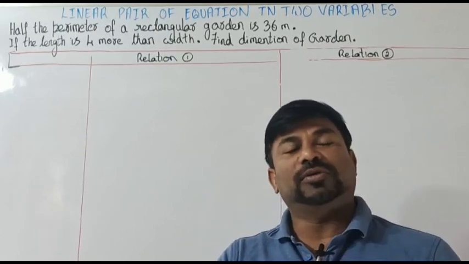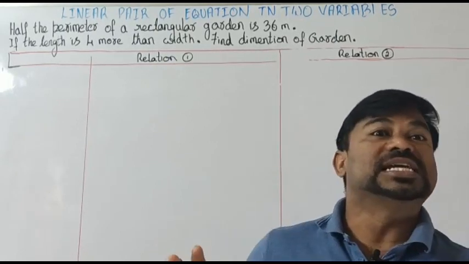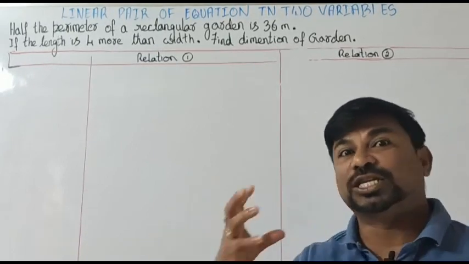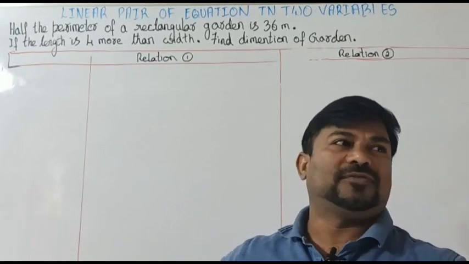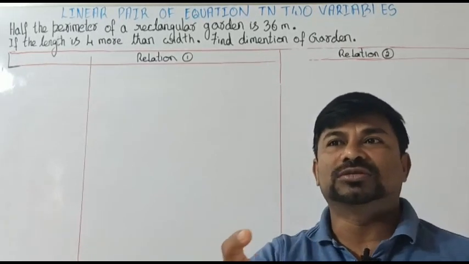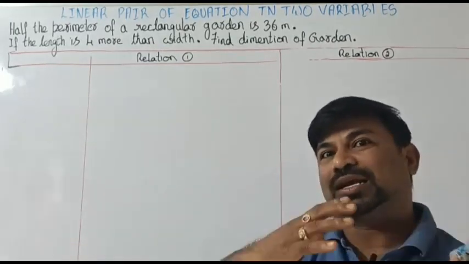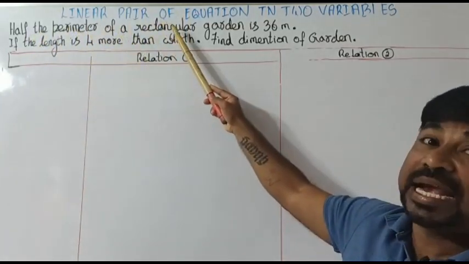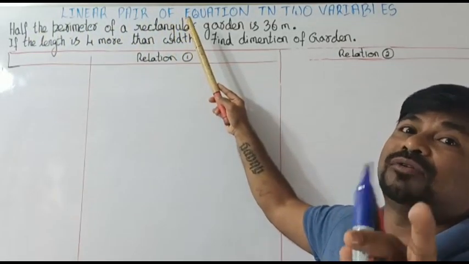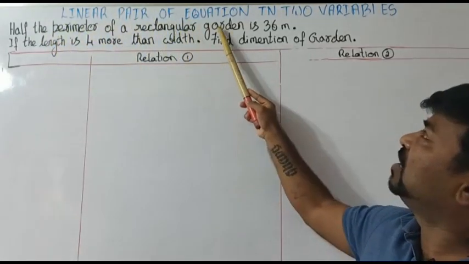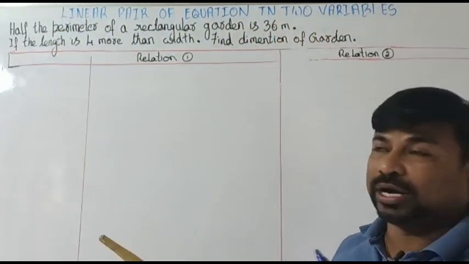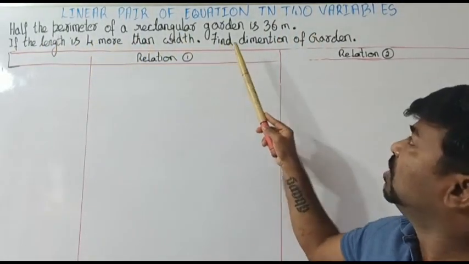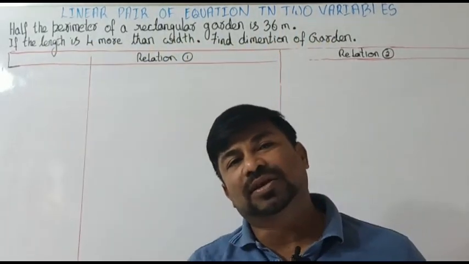Now, to get the two equations, we are dealing with a sum which is dealing with a geometrical shape. A real life application, a geometrical shape we have taken. Let's read out the question. Half the perimeter of a rectangle. Please focus on the word rectangle. Half the perimeter of the rectangular garden is 36 meters. Next, if the length is 4 more than the width, find the dimensions of the garden. This is the given question for you.